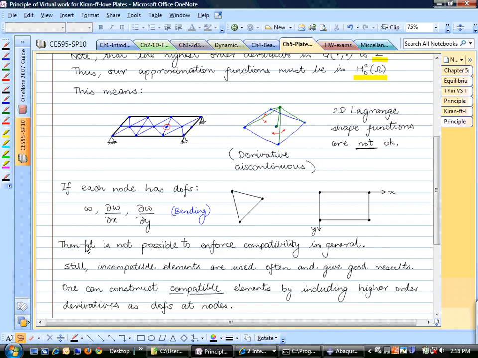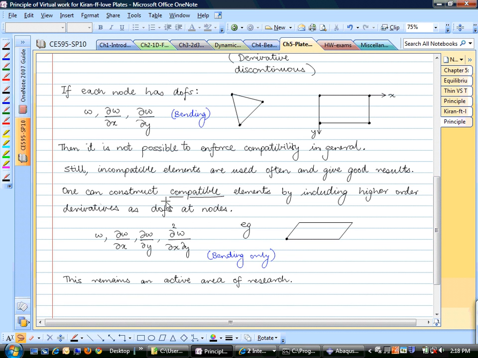But there are also a lot of elements that use these incompatible elements. So we immediately know that these 3-noded triangles are incompatible on the edge. But even then, a lot of people use these 3-noded elements, knowing that it is not correct. But even then, sometimes we get good results.